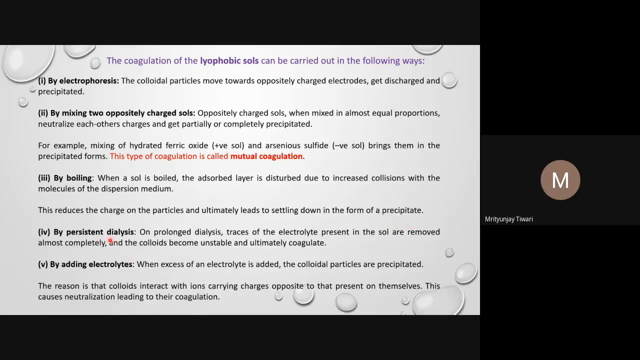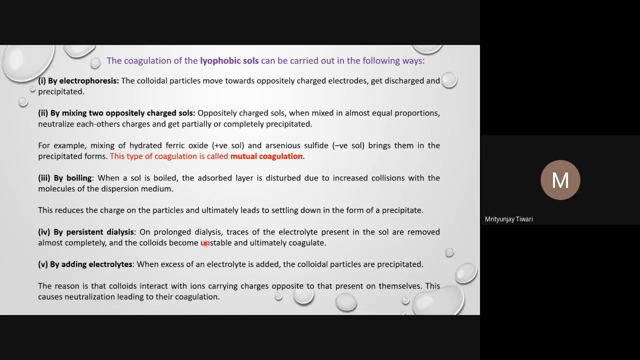Persistent dialysis also leads to coagulation of lyophobic sols. On prolonged dialysis, traces of electrolytes present in the sol are removed almost completely. So the electrolytes that are required for the formation of the electrical double layer will also be removed, and thus the electrical double layer will be destroyed, and the colloid becomes unstable and ultimately coagulates.